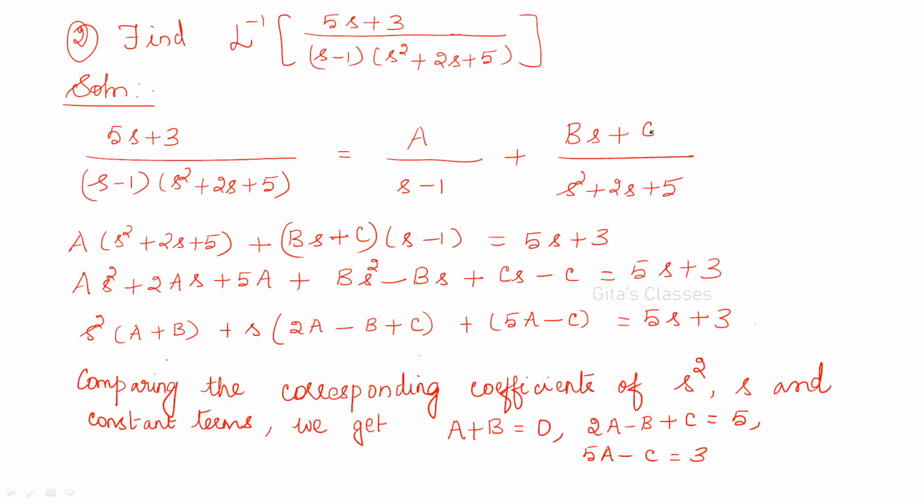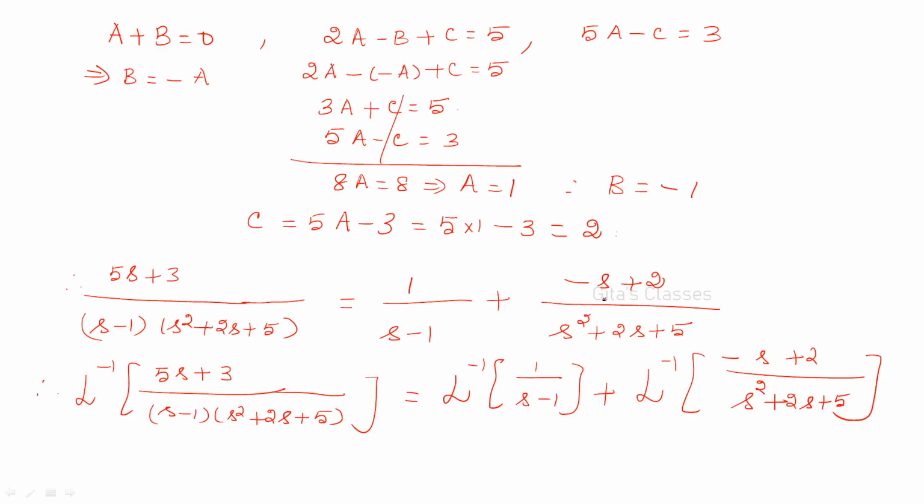Next problem, find L inverse of (5s + 3) divided by (s − 1)(s² + 2s + 5). Because you have a second degree polynomial, for the linear factor you have to write A/(s − 1). Here you have a quadratic, that is second degree, therefore (Bs + C) divided by (s² + 2s + 5). Then you take the LCM and equate the corresponding coefficients. We will get the A, B, C values.